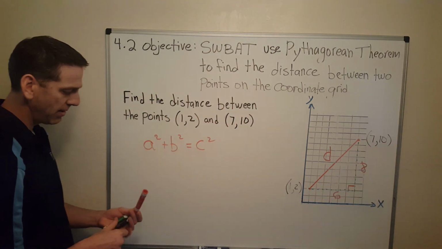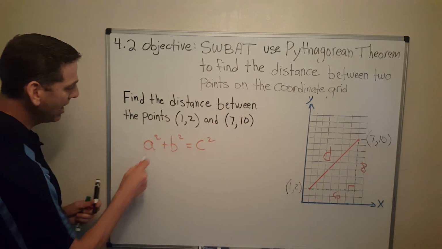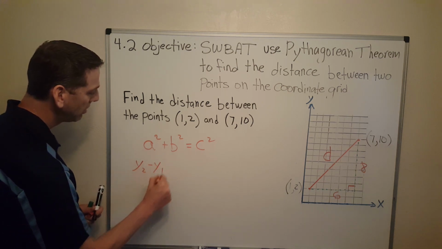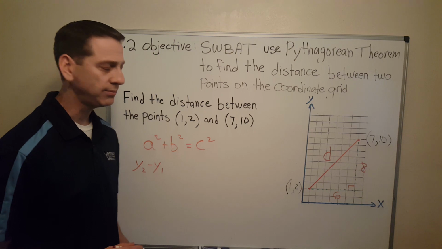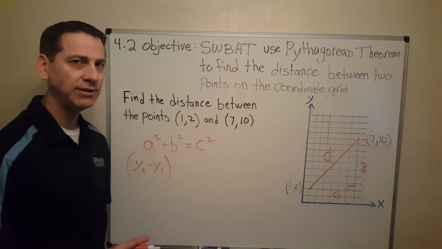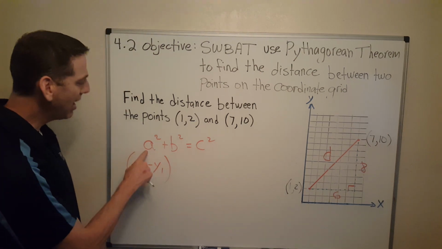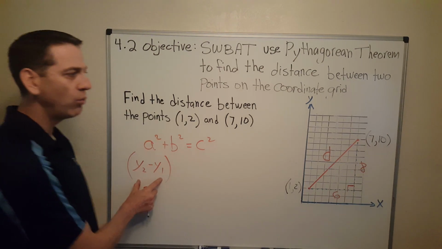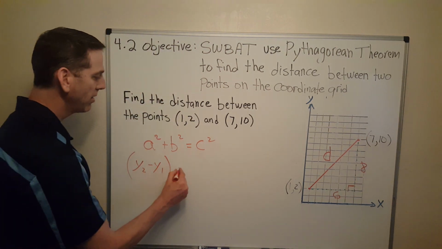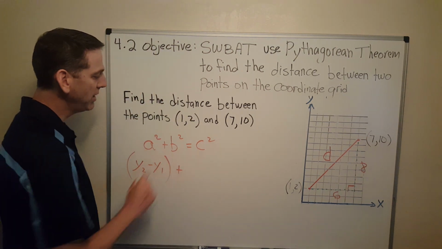So let's go ahead and do that. a is going to be y2 minus y1. I'm going to put that in parentheses just because it's all together. a is y2 minus y1. It's just the 2 y coordinates subtracted. Awesome. Plus b.